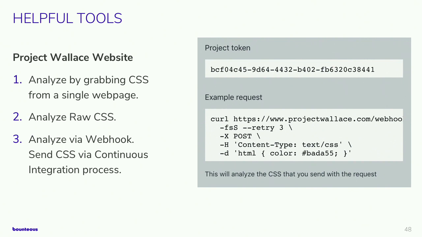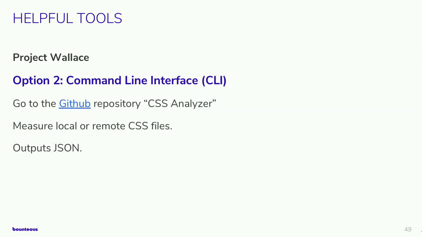There's three ways into the site. You analyze it by grabbing the CSS from a single web page, so you can just put a hyperlink to that CSS file for your project. You can copy and paste raw CSS, so if you wanted to break a certain part of your theme away, if I didn't want to count all of Zurb Foundation and just look at mine over time, you could just cut that in there. And the other really cool thing, I haven't tried it out, but you can use a webhook and make it part of your continuous integration. So all the details are up on the site.